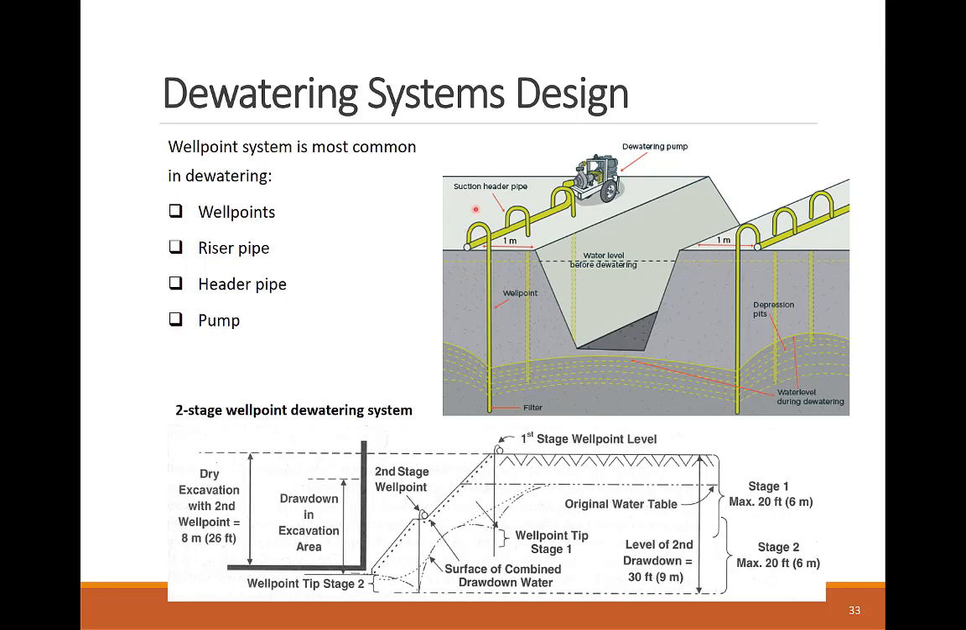The riser quality installation is very critical to maximize the pump performance. Filters and sand fillings in the well point around the riser can help make sure that the underground water flows without clogging the riser perforated pipe. Well point dewatering systems are limited to 20 feet of water suction head. For deeper operations, a two-stage well point system needs to be installed.